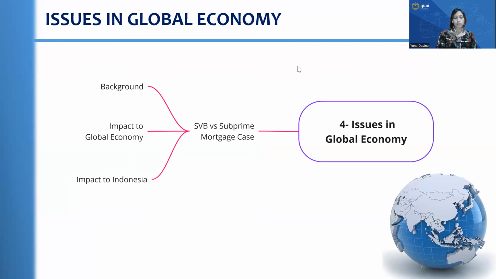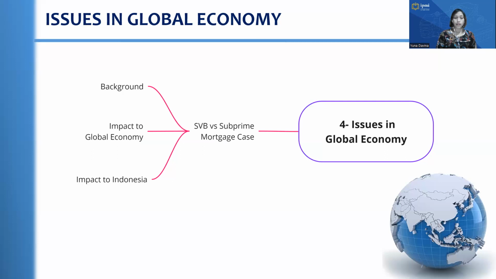Now, for the issues in global economy, we are discussing the recent case of Silicon Valley Bank and comparing it to the subprime mortgage case, which happened back in 2008. The background for both cases is quite different. For Silicon Valley Bank, the background was the increasing interest rate and the startup winter period. While for the subprime mortgage, the background was the real estate bubble burst and the subprime lenders failing to pay the loan. The Silicon Valley case affected mostly the startup industries, while the subprime mortgage affected, of course, mostly the property sectors.